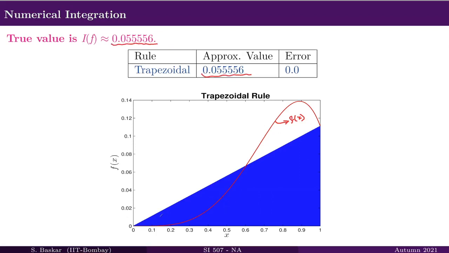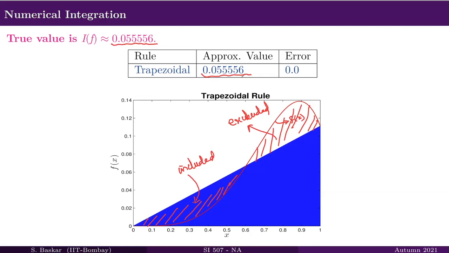Why did it happen? Again, it inserted some area which was actually not in your integral and excluded some area which is there in your integral. Now, it so happened in this particular example that the area included is equal to the area removed. That is why your value finally got balanced and you got the error to be 0.